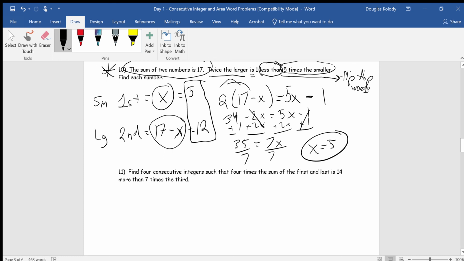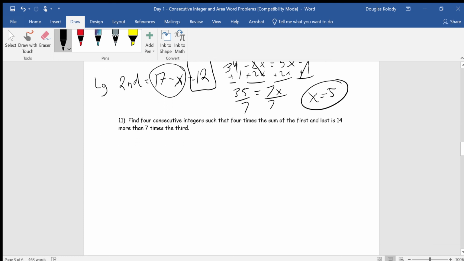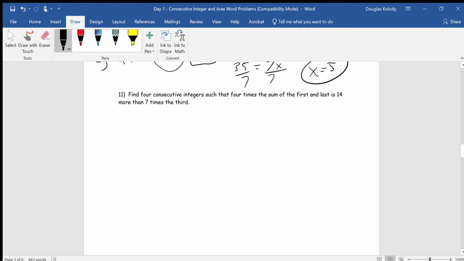That's number 10. An important problem. Look at that as many times as you need to. Last but not least, number 11, 4 consecutive integers. All right, so just first, second, third, and fourth. So we have x, x plus 1, x plus 2, and x plus 3.